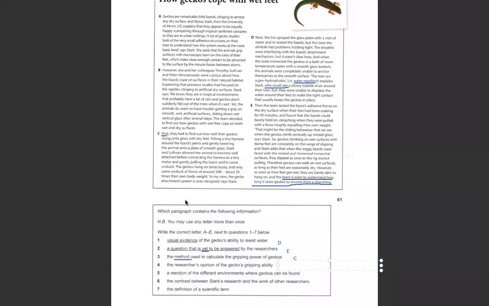Number 4. So we had to scan for an opinion. Okay, remember there are only 6 paragraphs and 7 questions, which means for some answers we need to repeat paragraphs that we've already matched. So when we're looking for opinion, we're looking for words like I think, in my opinion, in my view, something like that. So C is correct again.